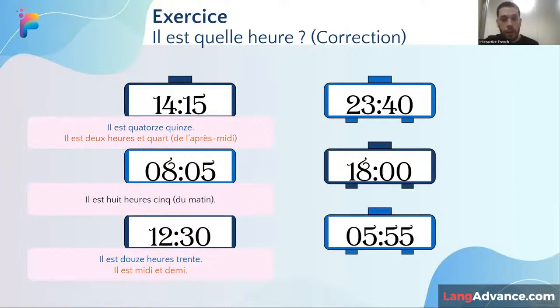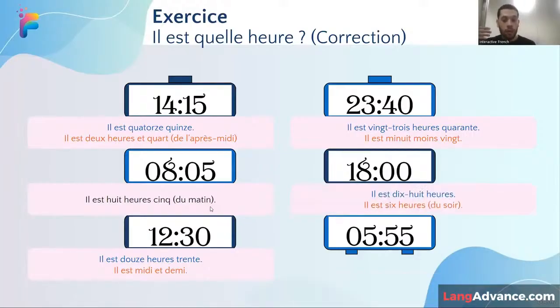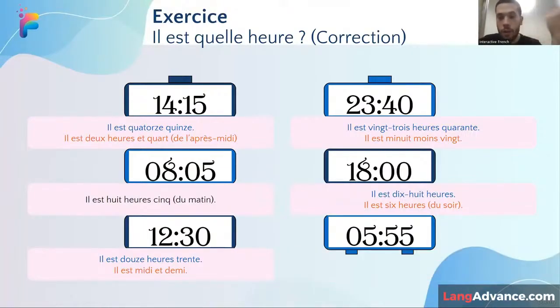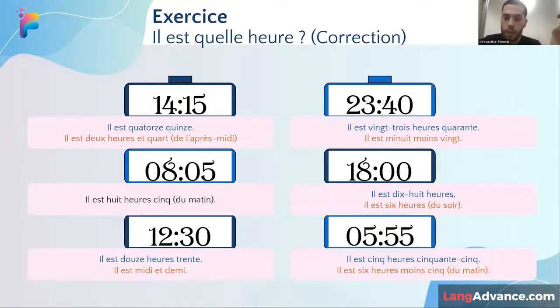For the next one, we can either say il est 23h40, or il est minuit moins 20, okay? We could have also said il est 11h40 du soir, by the way, right? For the next one, what can we say? We can say il est 18h, or il est 6h du soir. And finally, we can either say il est 5h55, 5:55, here we're saying all the numbers, or more simply, we can say il est 6h moins 5 du matin.